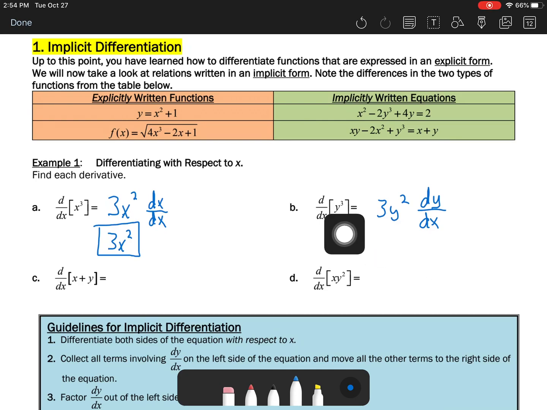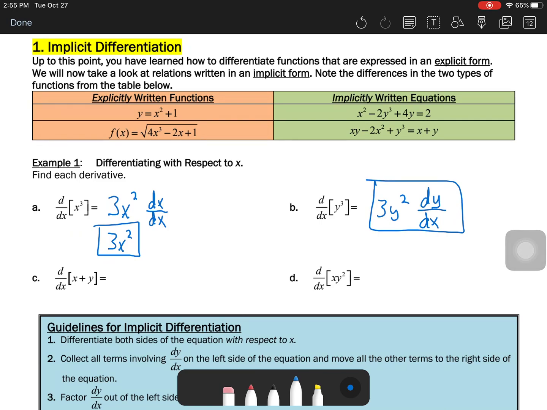Anytime you're taking a derivative of a term that contains the y variable, and we'll be working with x's and y's mostly, then if we're doing it with respect to x, we have to follow with a dy dx, because it's really that chain rule idea. We take the derivative of the outer piece, which is our power rule, and then multiply it by the derivative of the inner part of the function, which is just y. So the derivative of y with respect to x, dy dx, follows. Okay.